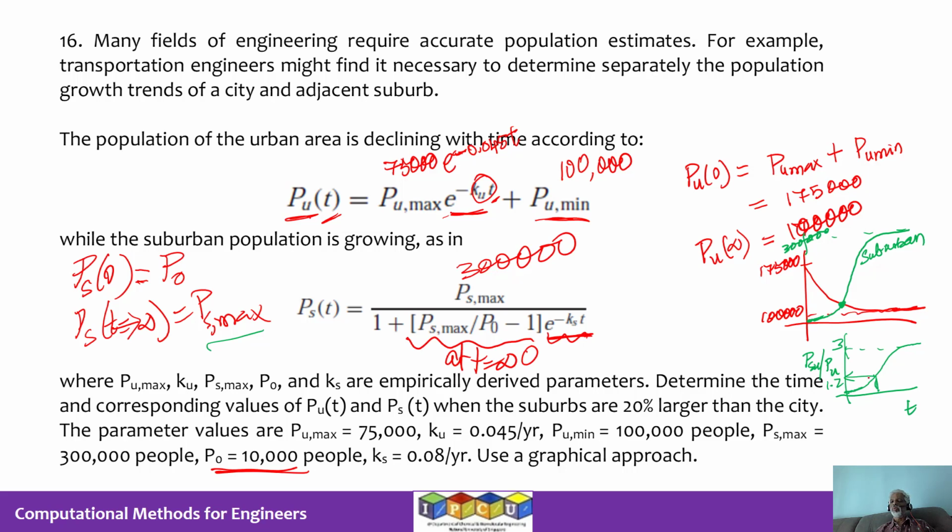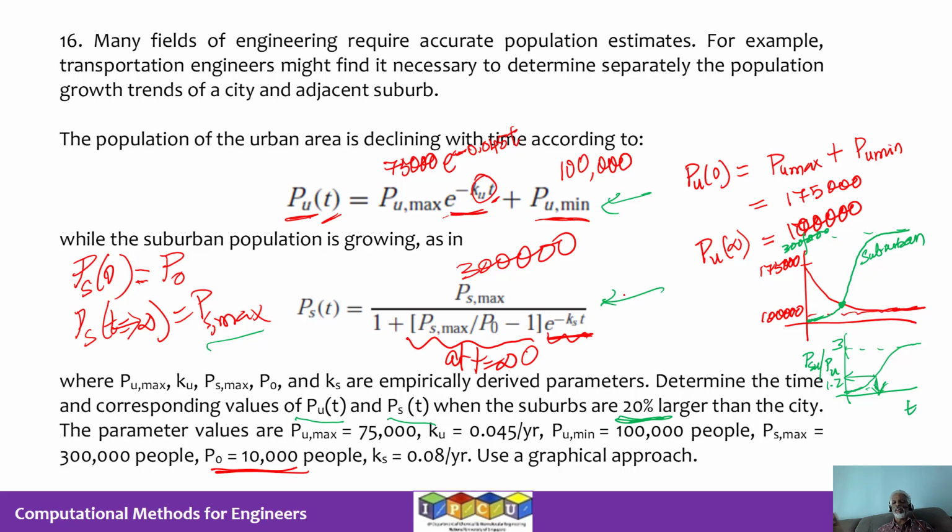Somewhere this ratio is going to be 1.2. That is where the suburban population is 20% more than the urban population. That is what is asked in the question: determine the time and corresponding values of PU(t) and PS(t) when the suburban population is 20% larger than the city. So first of all, we need to locate the time at which the ratio is going to be 1.2. Once we get that time, then we can plug the time into this expression and this expression to get the populations. So that will be the approach.